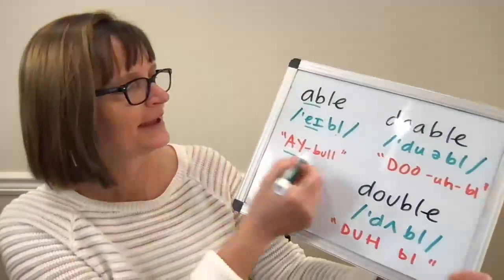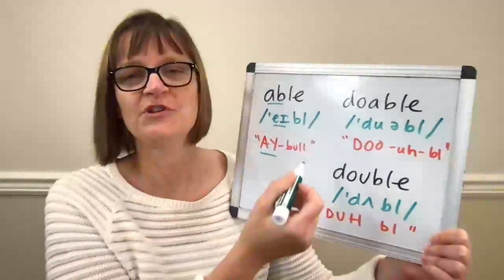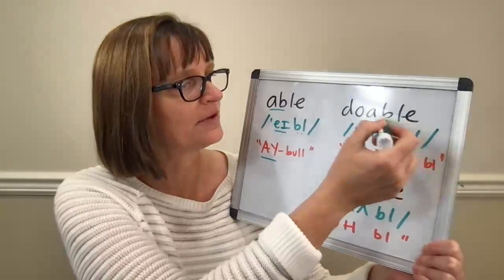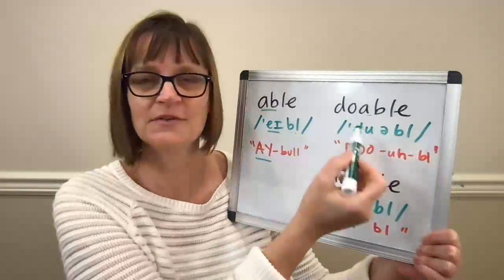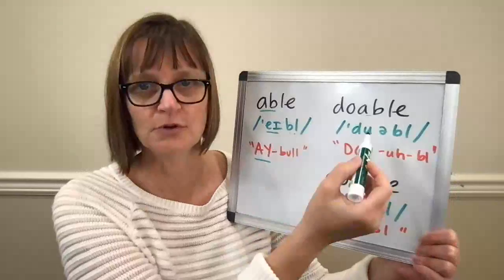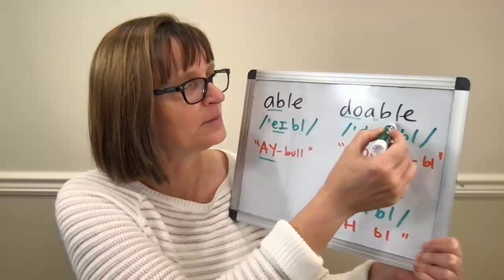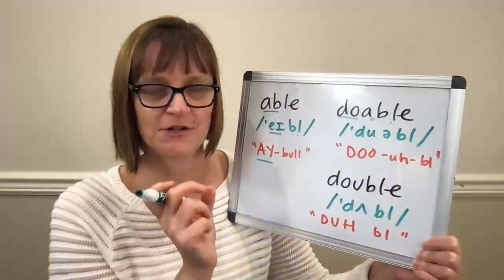So we have able. Then when we change to doable, even though we have the same letters as able in here, we don't say able any longer in doable. That's because we have first syllable stress, and then the a and bull syllables are short and reduced.